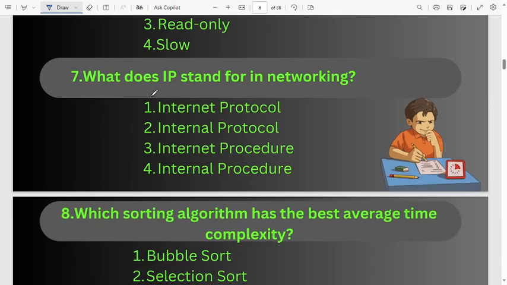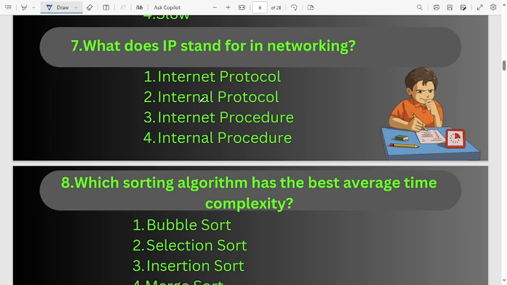The next question is, what does IP stand for in networking? Internet protocol, internal protocol, internet procedure, or internal procedure? You may find it easy, but during the examination, it may confuse us sometimes. So the correct answer will be internet protocol.